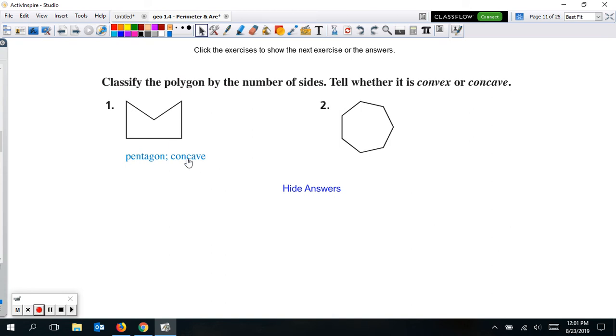It's concave. So think about number 2, what you would call that one, and if it's convex or concave. If you add all these sides up, you can definitely see it is not concave, which means it's convex, because all these vertices are poking out. And if you add all the sides up, it's a heptagon. You call it a heptagon because there are 7 sides, and so it's a convex heptagon. All right. Moving on to our extra.